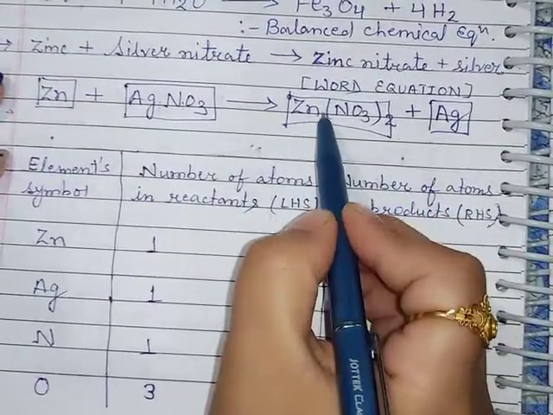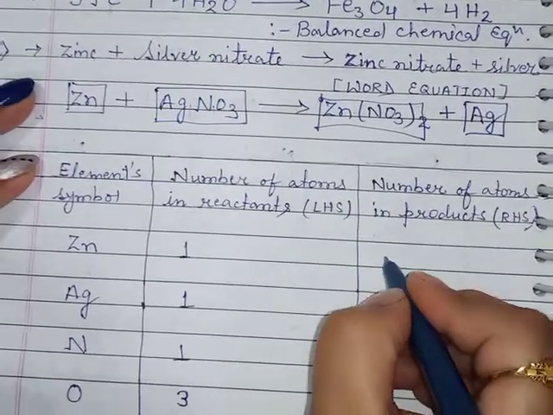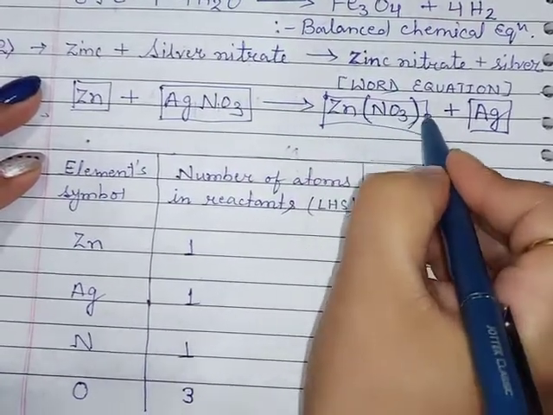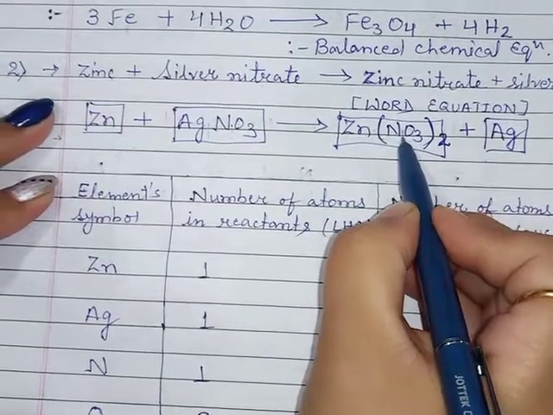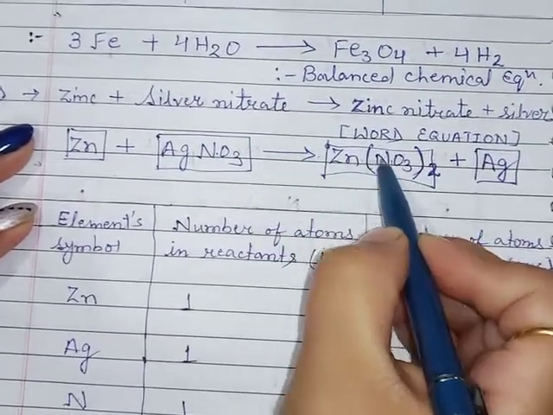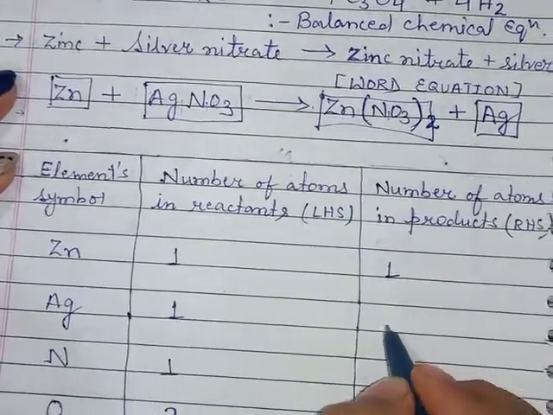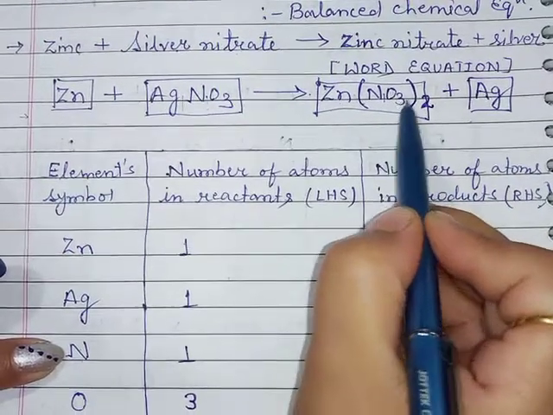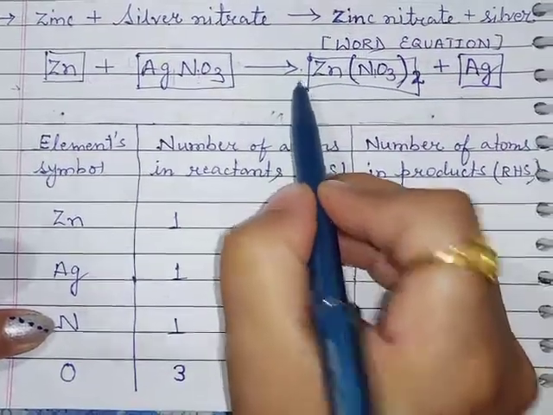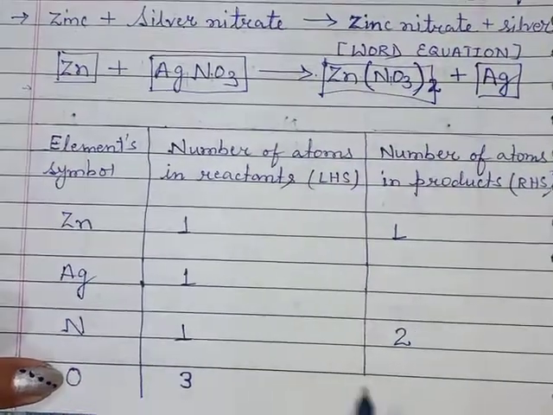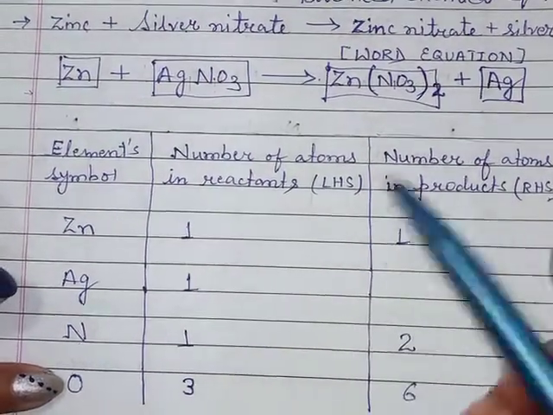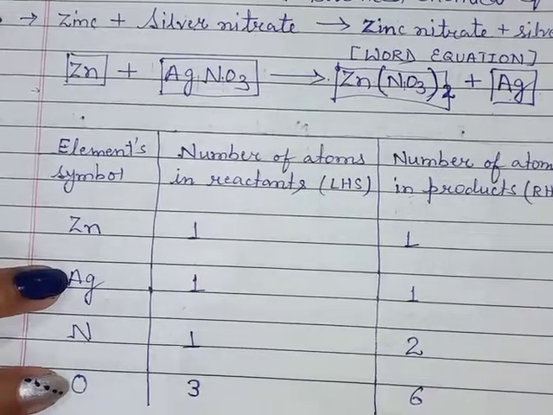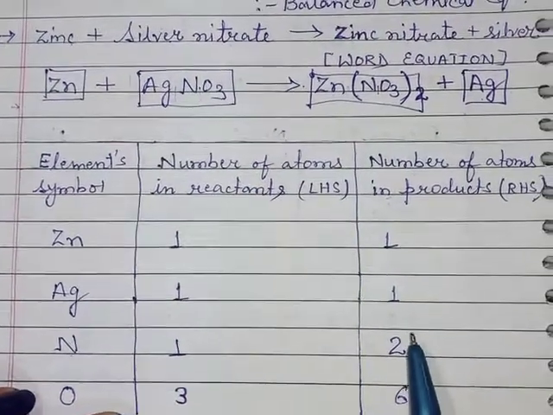In the product, zinc 1 multiply 1 is 1. Nitrate is in the bracket and here it is 2, so nitrogen is 1 multiply 2, that is 2. Oxygen is 3 multiply 2, that is 6. Silver is 1 multiply 1, that is 1. Now check and compare the number of atoms on both sides.